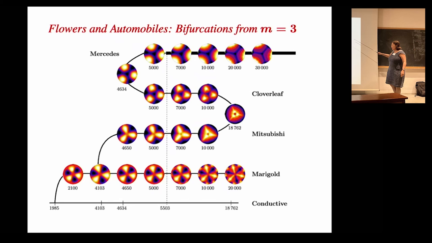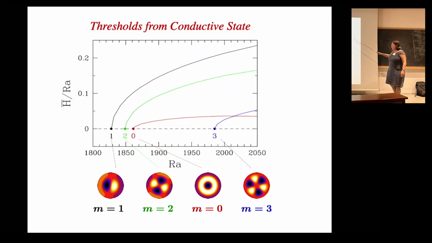So this is the most pretty one. This is the m equal 3. So you have bifurcation to m equal 3. This is the Mercedes. I think it's the cutest one. Thin lines mean that the solution is unstable. This one is unstable, necessarily unstable, because it wasn't the first to bifurcate. This is the stable one. All succeeding ones are unstable at onset. So this one is unstable.